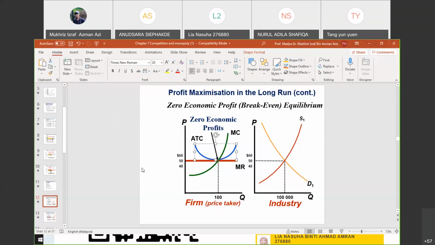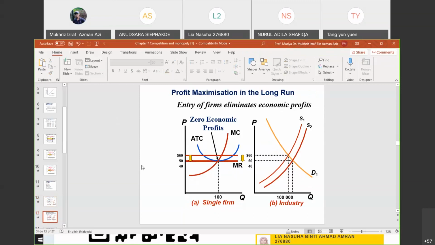The same thing as what I showed just now. If in the long run some firms are making profit, it will attract other companies to join the market. So eventually the profit will become smaller and smaller, and then the price will tend to go down.